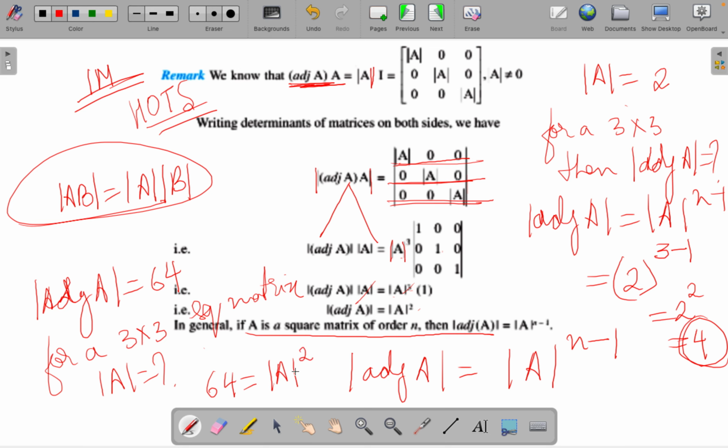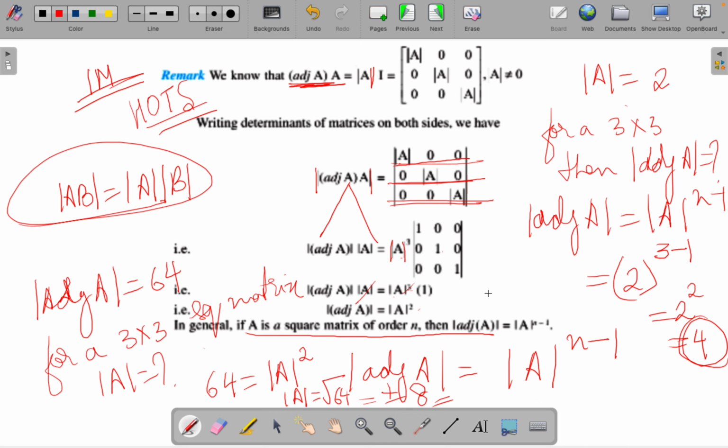So if I want to remove this 2, there will be a square root. So can I say determinant of A is under root of 64? You know what is under root of 64. So plus minus 8 is your answer. So these are the kinds of HOTS questions, basically 3 HOTS questions, which I've taught you in this video. For the exercise, we will continue.